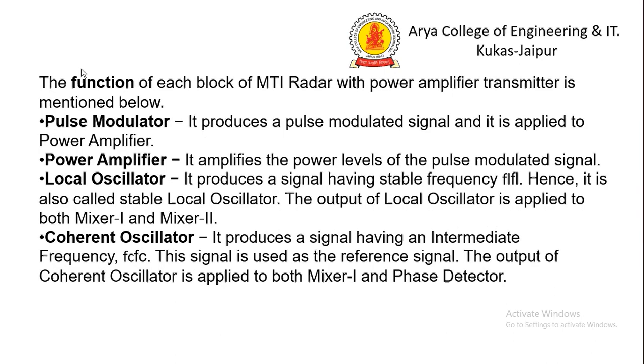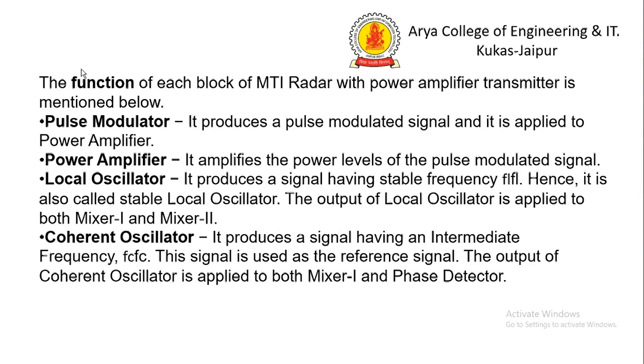The function of each block of MTI radar with power amplifier transmitter is mentioned below. Pulse modulator: it produces a pulse modulated signal and it is applied to the power amplifier. Power amplifier: it amplifies the power level of the pulse modulated signal.